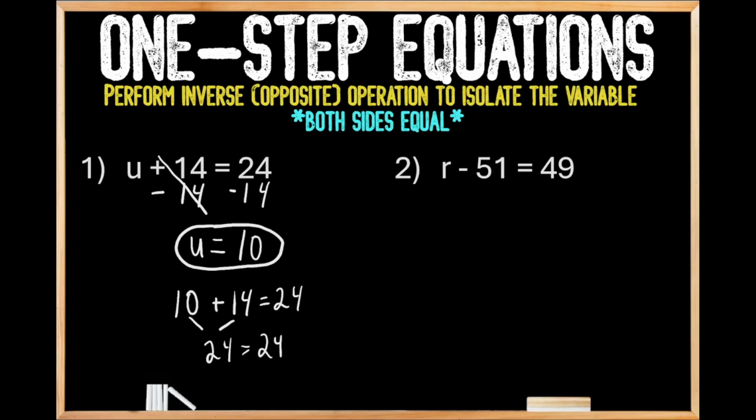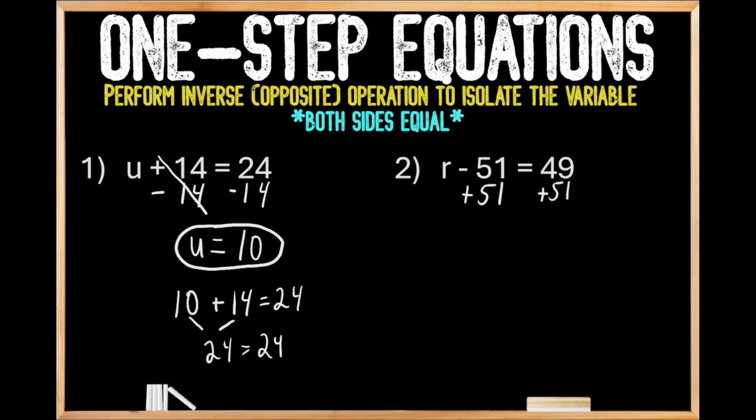Now moving on to question number 2, where this time we have a one-step subtraction equation of r minus 51 equals 49. So in order for us to isolate our variable of r, we need to undo anything that's being done to our variable in this problem. And here we can see that we're subtracting 51 from our variable of r, so we're going to perform the inverse operation of subtraction, which is addition. So we're going to be adding 51 to the left-hand side, and we do need to keep both sides equal, so we're going to do the same thing to the right-hand side of this equation as well.